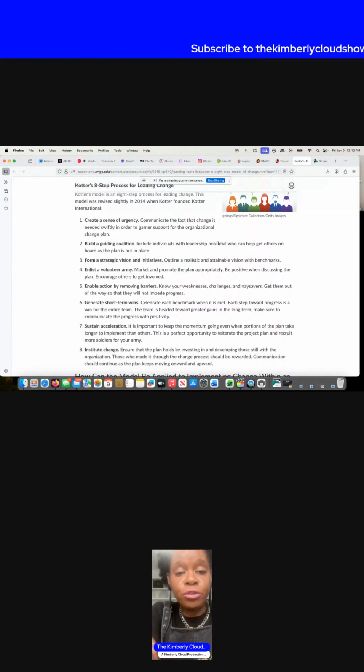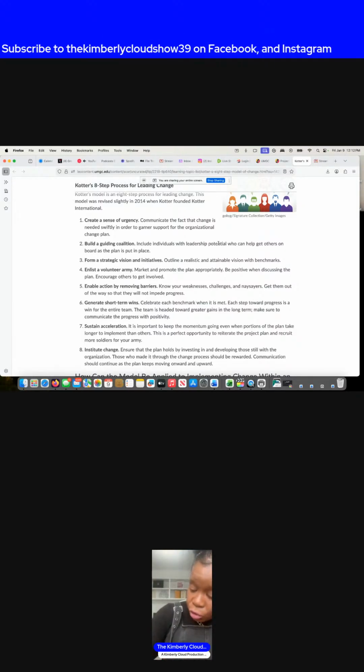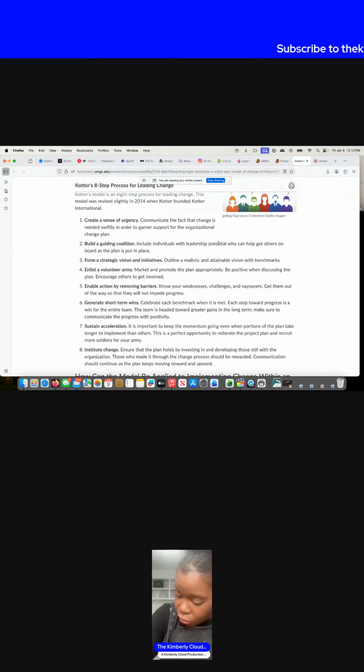That's hard to do. Three, form a strategic vision and initiatives. Let me write this down. So, one, create a sense of urgency. Two, build a coalition. Three, form strategic vision and initiatives. Enlist a volunteer army is number 4.